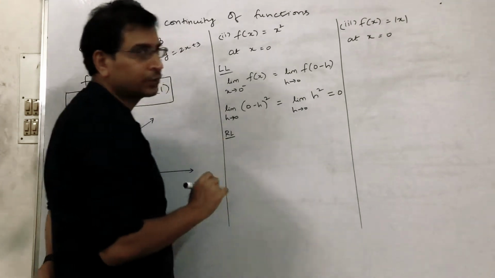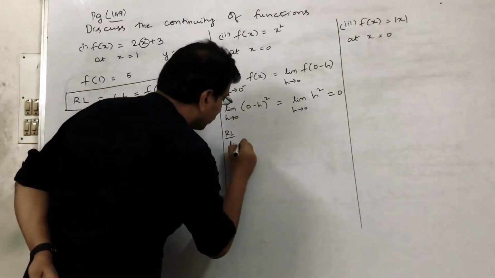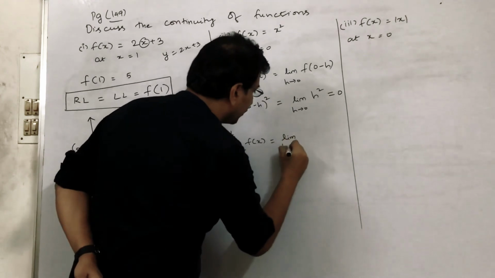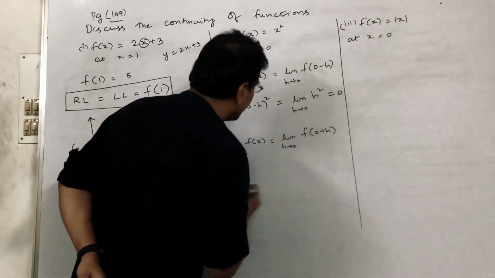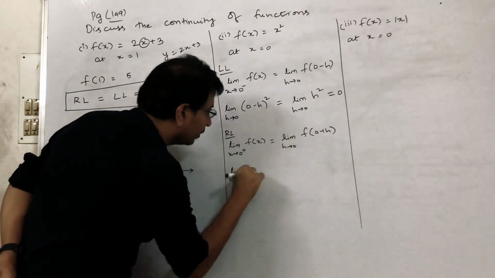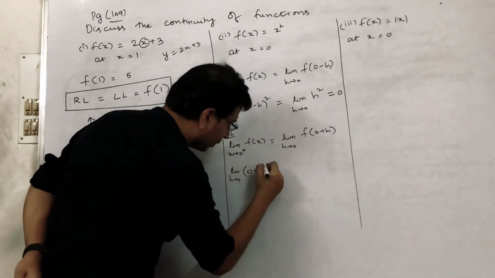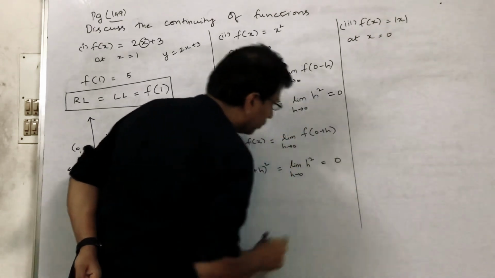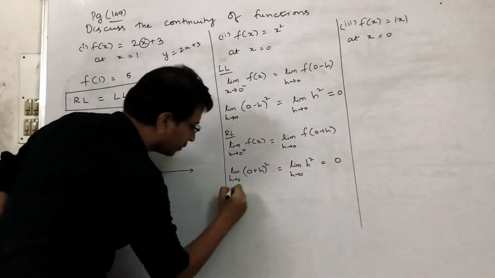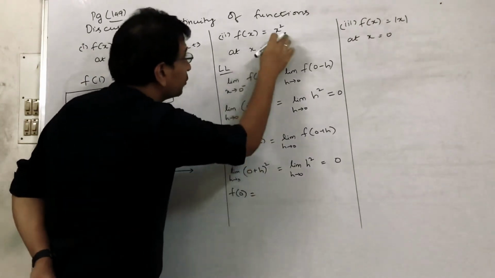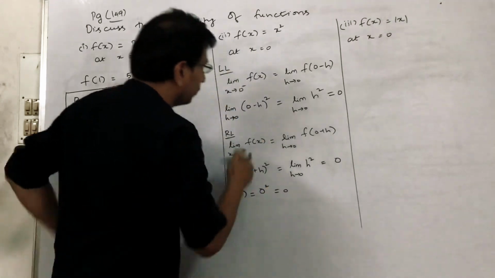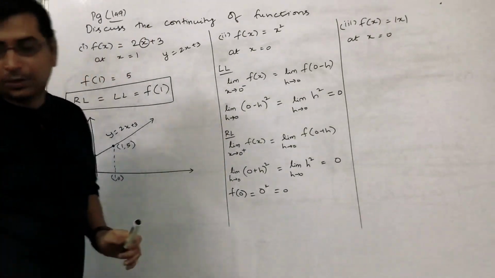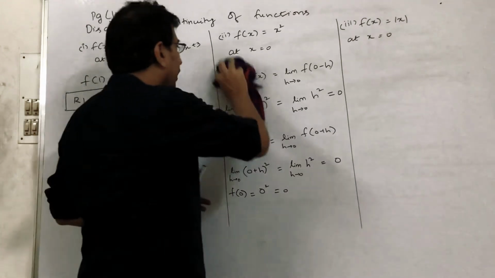Similarly, the right limit of the function. What is the right limit here? Limit x tends to 0 plus f of x is equal to limit h tends to 0, f of 0 plus h. What is f of 0 plus h? It is 0 plus h the whole square, so 0 plus h is h. So limit h tends to 0, h square is equal to 0. So the left limit is 0 and the right limit is also 0. What is f of 0? Substitute 0 here, 0 square, which is also 0. Since the left limit is equal to the right limit is equal to the function value, the given function is a continuous function. Now let's try to analyze it graphically as well.